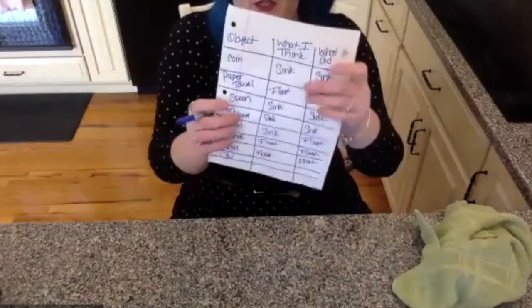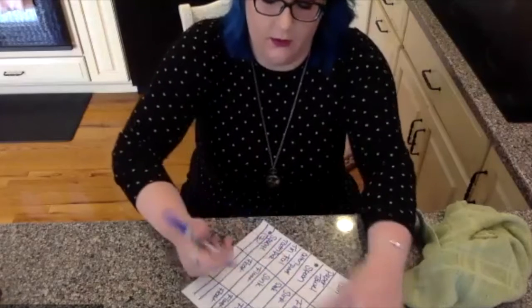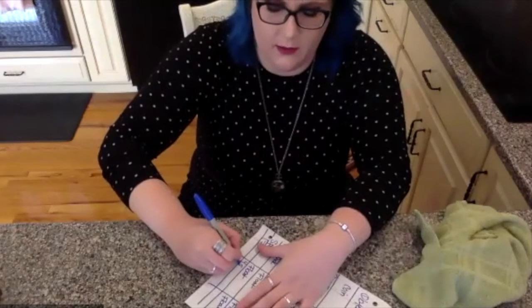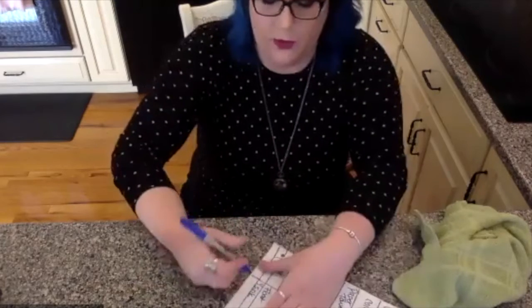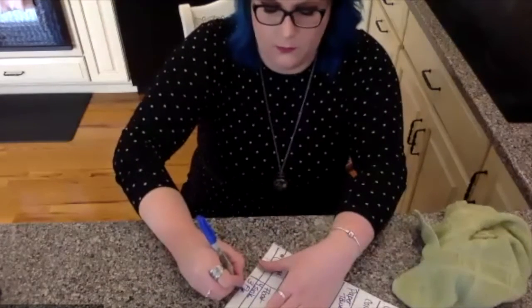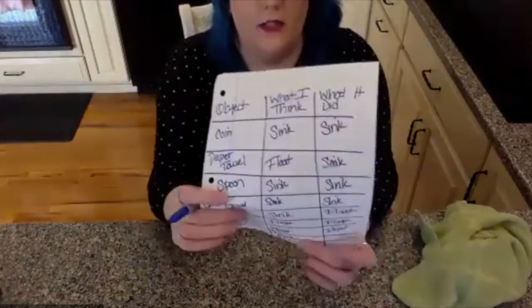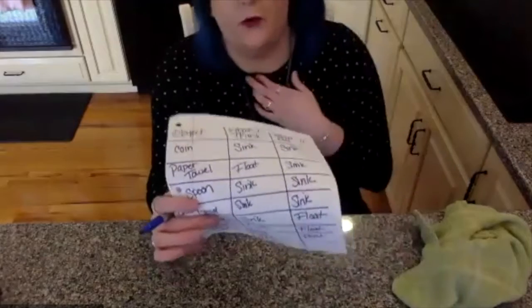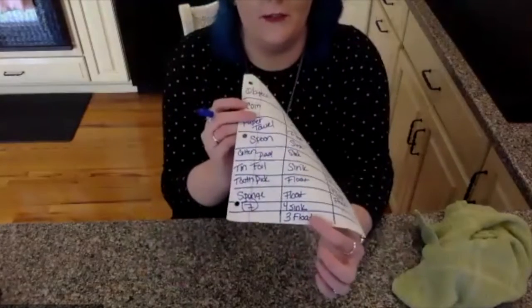How many did we think were gonna sink? 1, 2, 3, 4. 4 we thought would sink. And 1, 2, 3 we thought would float. We're gonna write that in our lines down here. So I thought 4 were gonna sink and 3 were gonna float. If your numbers are different, you write what you think it is.